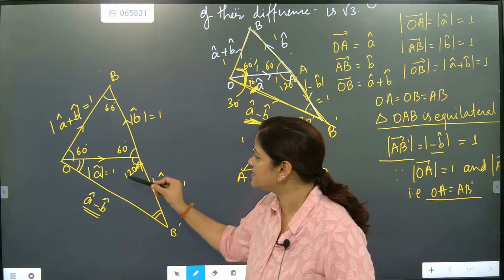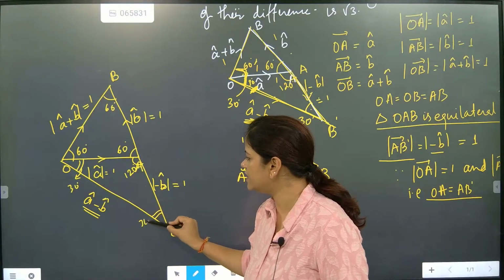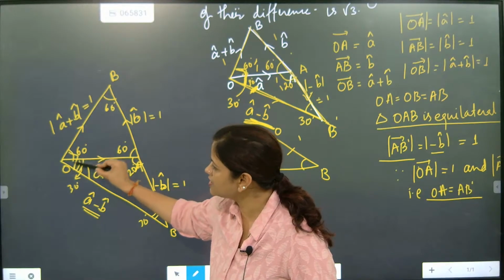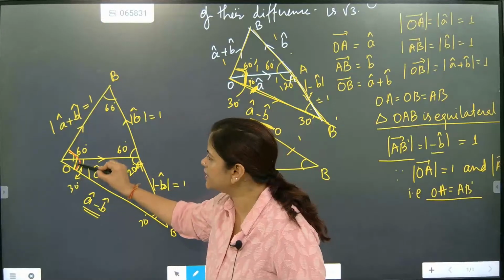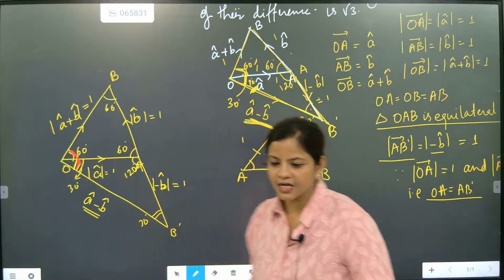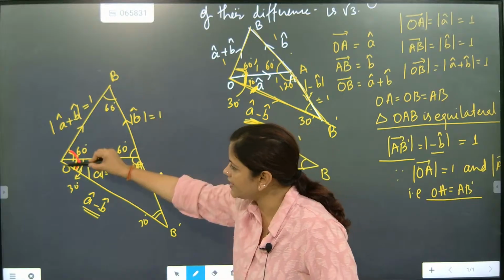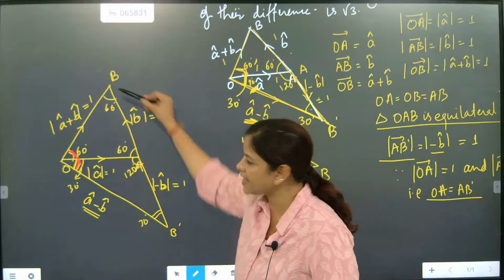60 degrees will divide equally, 30 degrees here and 30 degrees here. Done. Now here 60 plus 30 total is coming as 90 degrees. That means the final layout is, this is an equilateral triangle, and this total is coming as a right angle triangle.